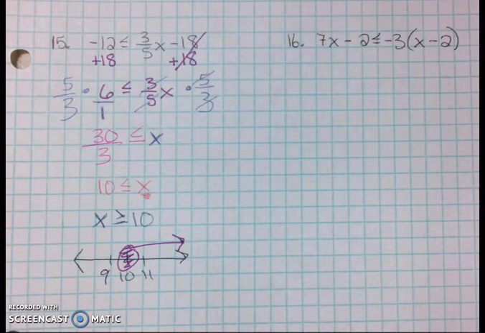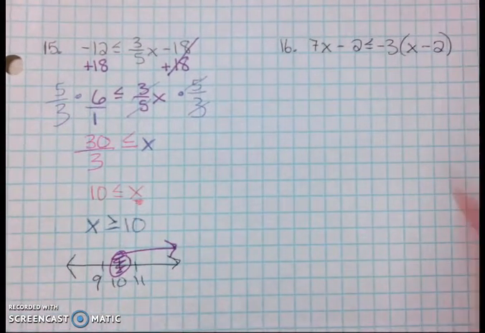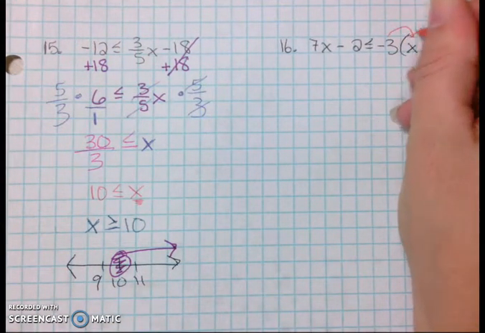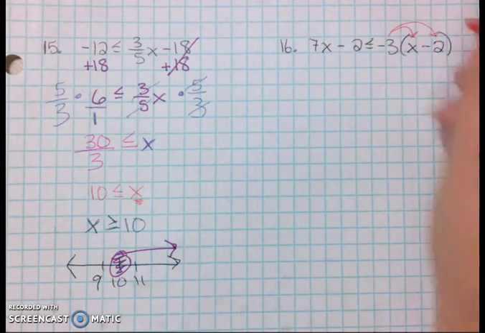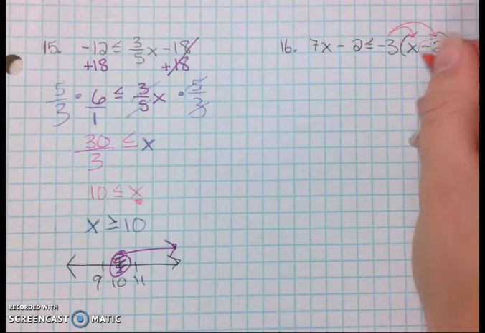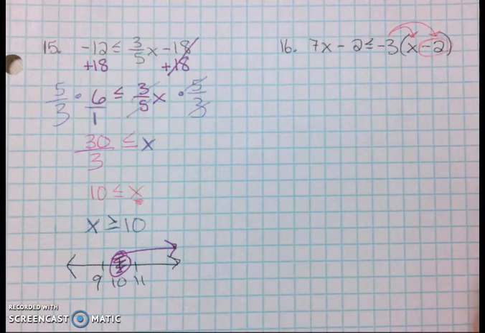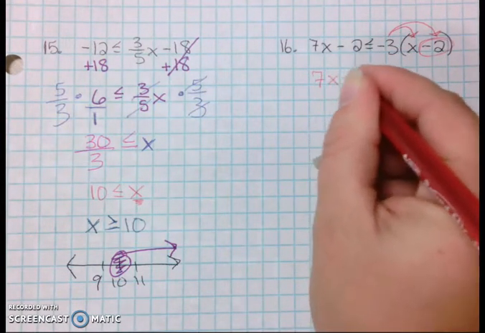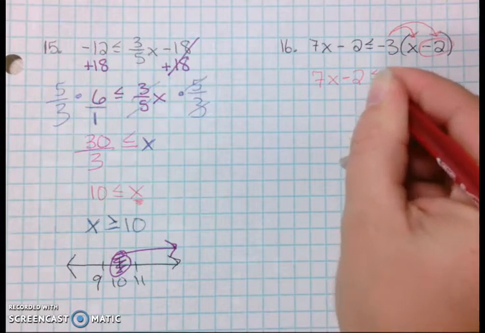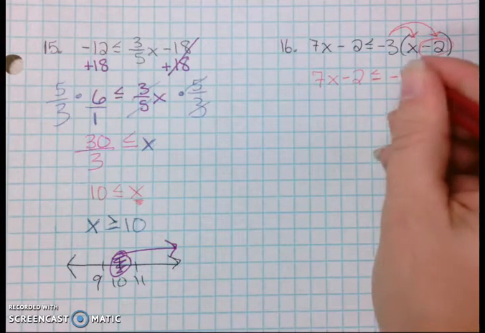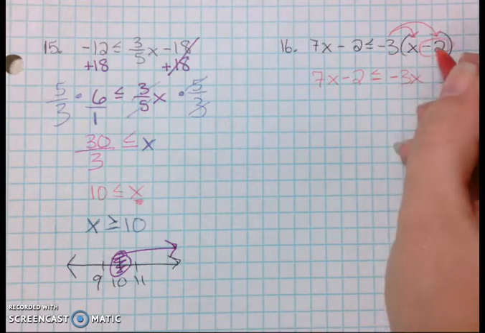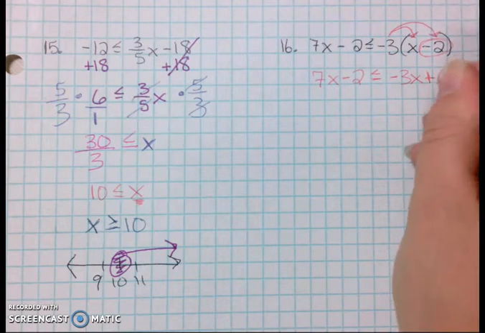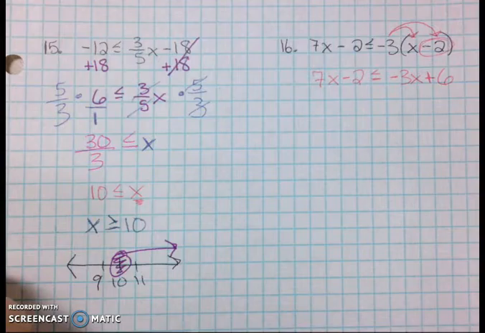16. When you see those parentheses, that's the distributive property. So we need to distribute first. That means you take negative 3 times x, and negative 3 times, not just 2, but negative 2. Take that sign in front. Always take the sign in front. So I'm going to rewrite this part, because I haven't changed anything over here. And negative 3 times x is negative 3x. Negative 3 times negative 2 is positive 6, because a negative times a negative is a positive.